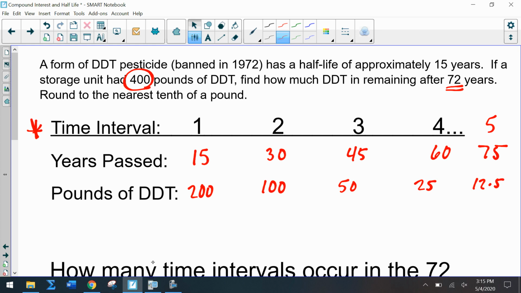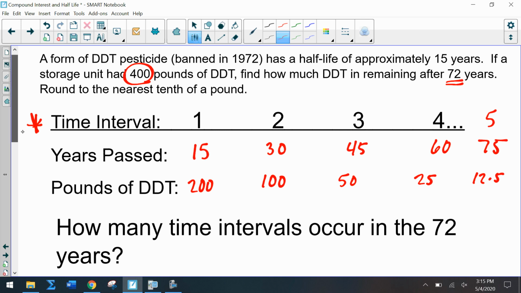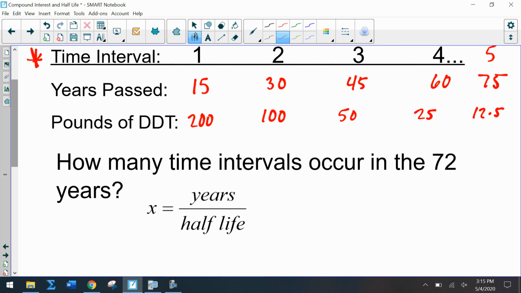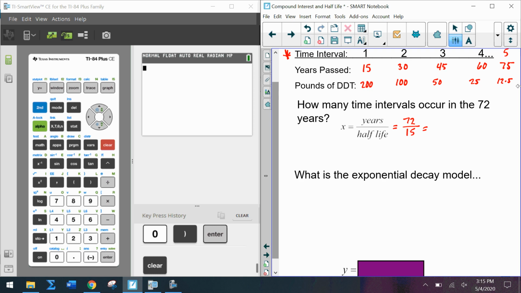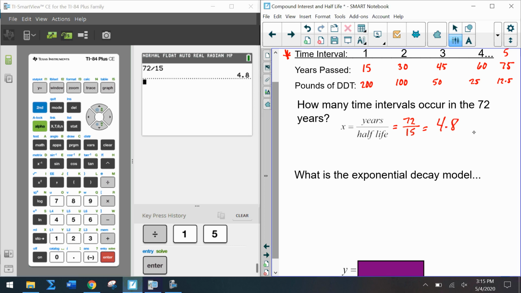So my next question is, how many time intervals occur in the 72 years? How do we think we can get that? We can take the number of years, 72 years, and divide it by the half-life. So we have 72 divided by 15. On my calculator, 72 divided by 15, we get 4.8. So 4.8 are the time intervals that have gone by.